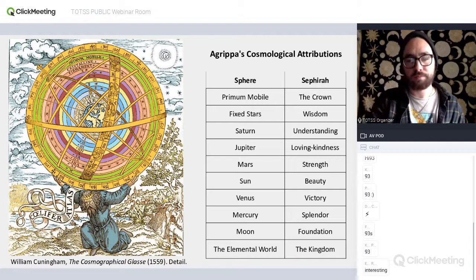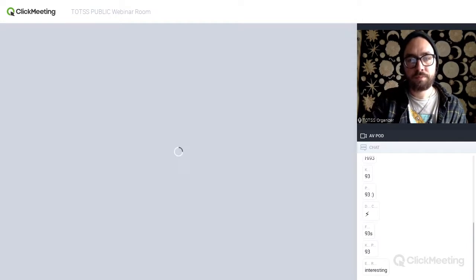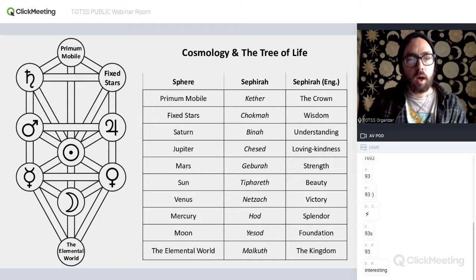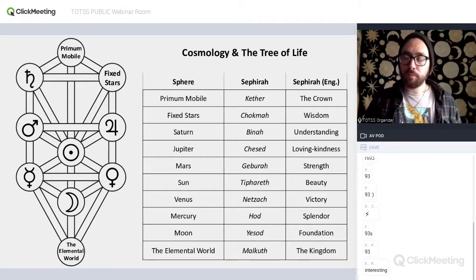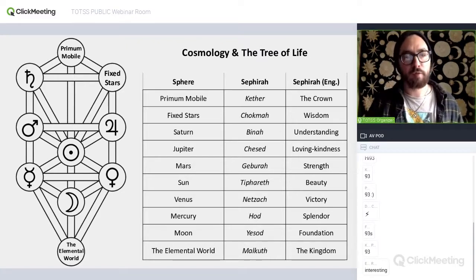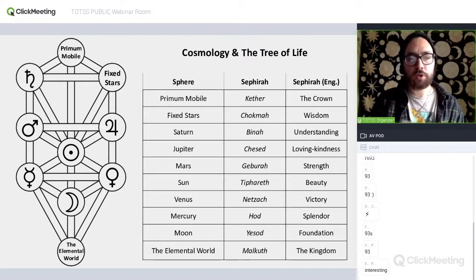All right, so again, just looking at this, now we're putting this on the Tree of Life. Agrippa wouldn't have been familiar with the Tree of Life in this exact form, but we follow Agrippa's attributions and put them onto the form of the tree developed by Athanasius Kircher. And so you can see exactly what we were just talking about in the last slide, and why the planets are attributed to the spheres they are. They just go in order.